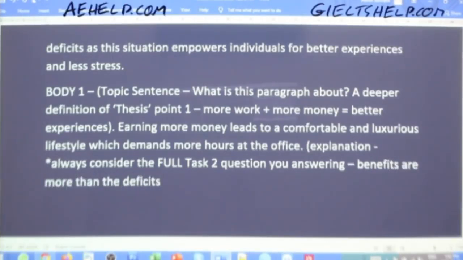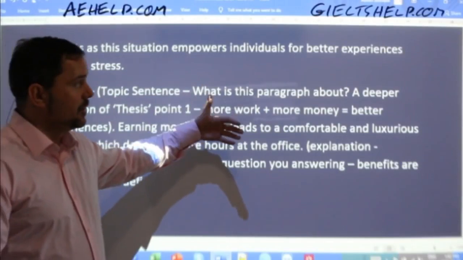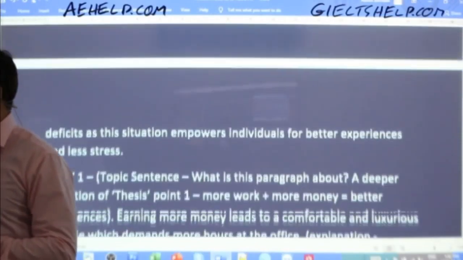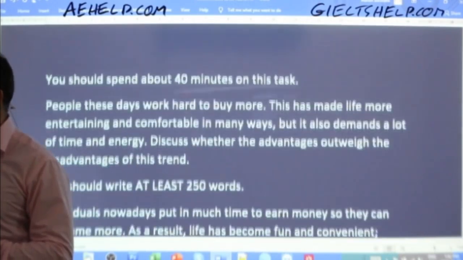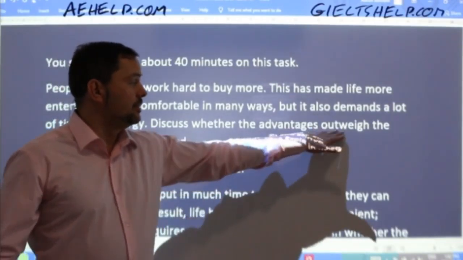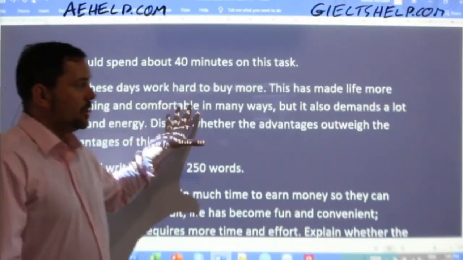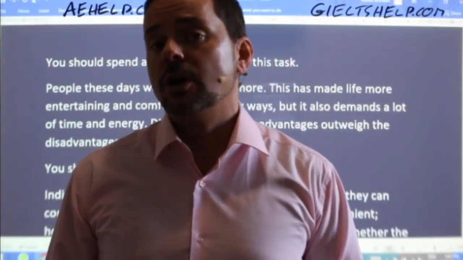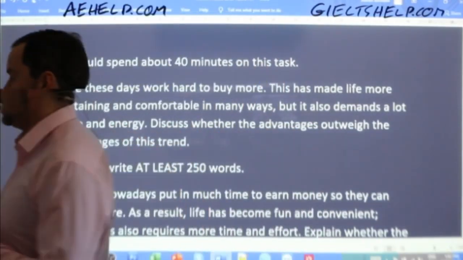One of the common mistakes that I see students making is that as they're developing their body paragraphs, they seem to forget the focus of the question. So this question focuses on the idea of the advantages outweighing the disadvantages, or vice versa, of this trend. So do the advantages outweigh the disadvantages of working more to be able to buy more? And it's absolutely in the explanation of the body paragraphs where you want to emphasize that point of view. So you really want to keep that in mind, okay?